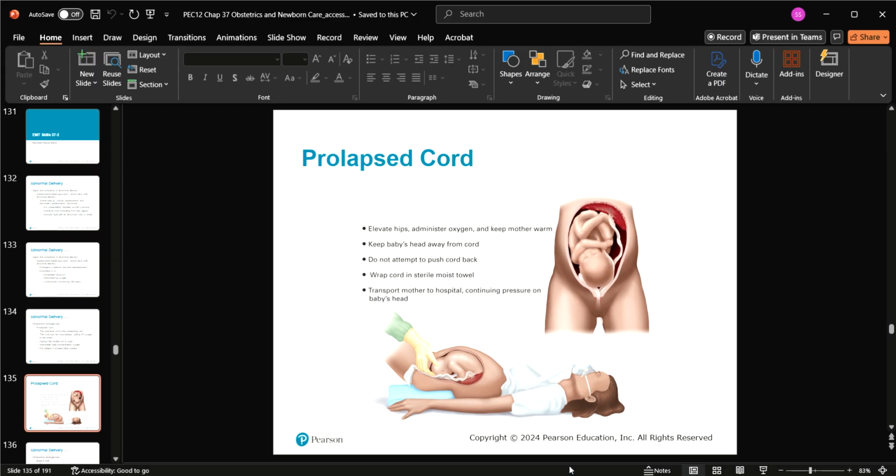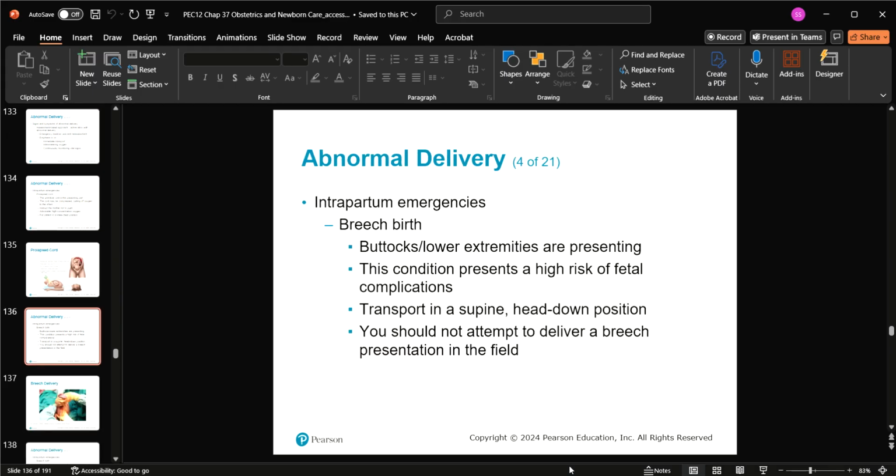If the baby's head is compressing that cord, the baby's not getting any of that. All right, so breech birth. This is where the lower extremities are presenting, okay? We have a breech birth.